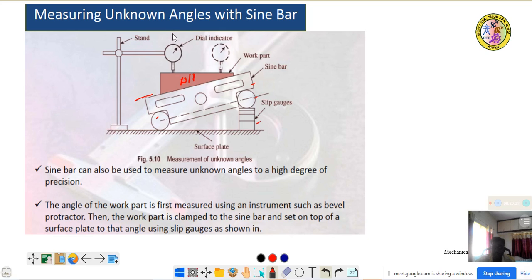It is showing 0 on the dial indicator. I am going to move the dial indicator to the other end also, and I make sure that this is also 0, so that this surface is parallel to this surface.